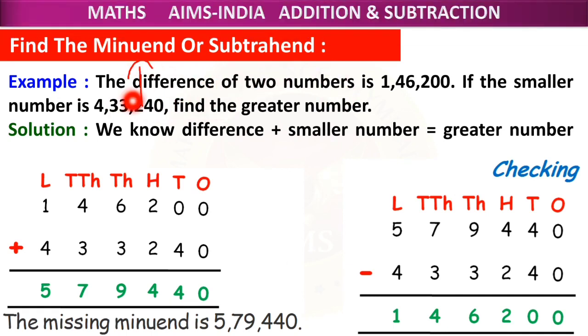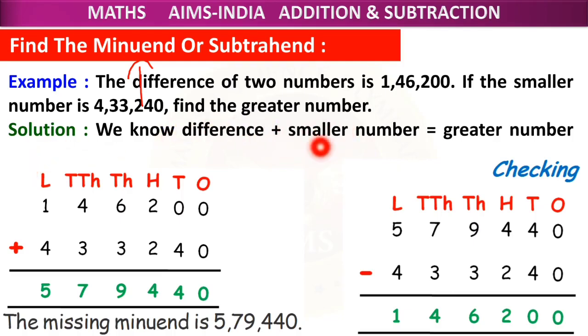Minuend is the bigger number, right? And subtrahend is our smaller number. Now the difference of two numbers is 1,46,200. If the smaller number is 4,33,240, find the greater number.